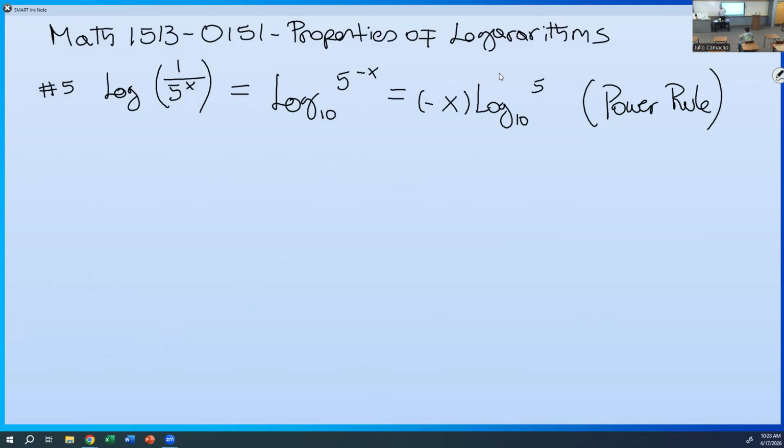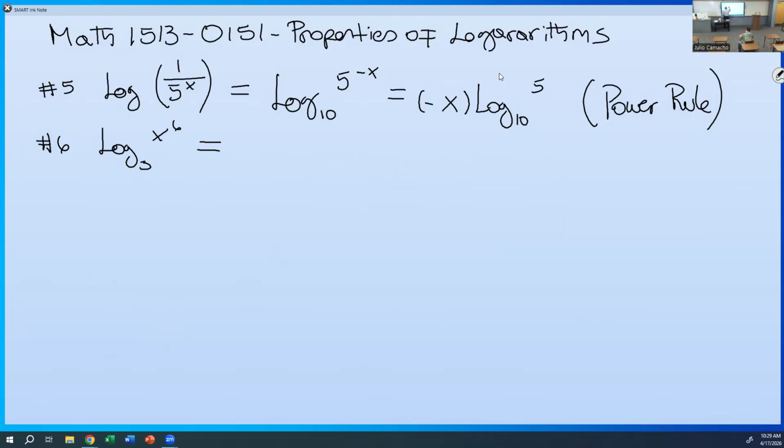Let's go to example number 6. In example number 6, you have the log base 3 of x to the 6. So we know that when you have an exponent that is raised to an exponent, we can use the power rule to simplify this logarithm.